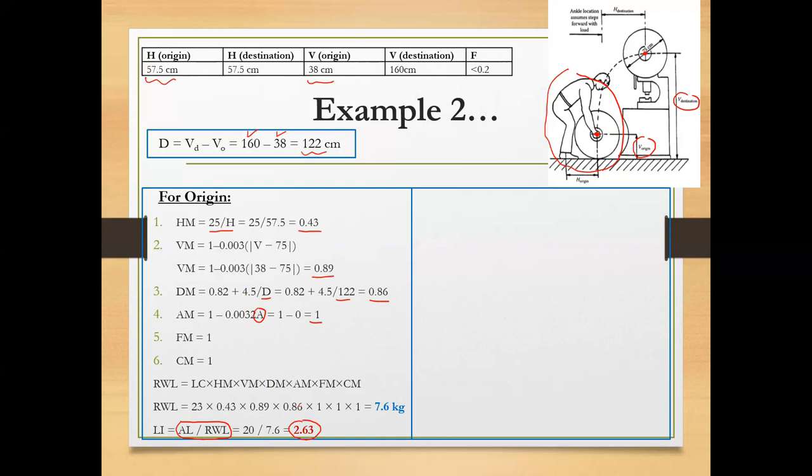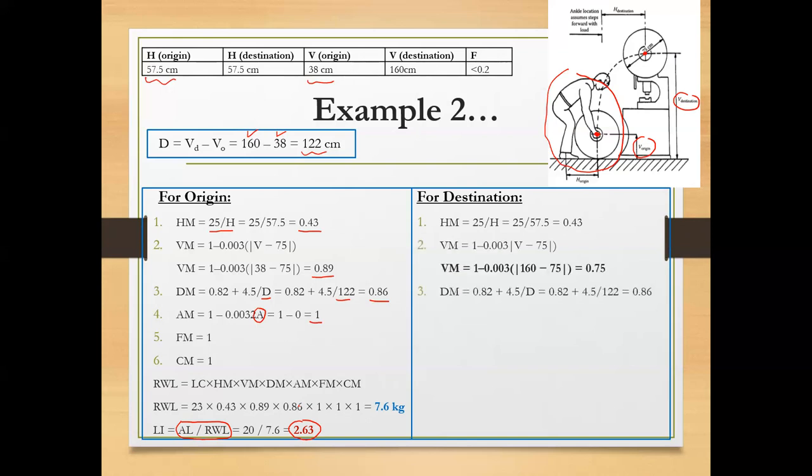So values greater than 1 pose a threat of back injuries, and the greater these values are, the more is the risk. So it is of course much larger than 1.0. So we have to see how we can reduce it. But before that, let's solve this equation for the destination.